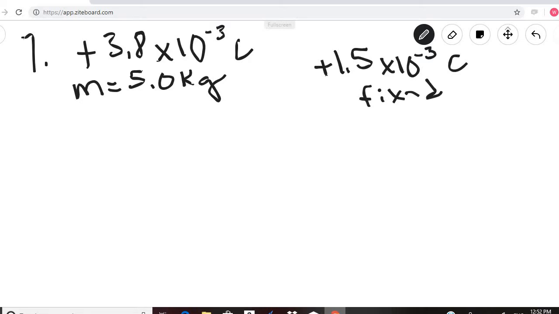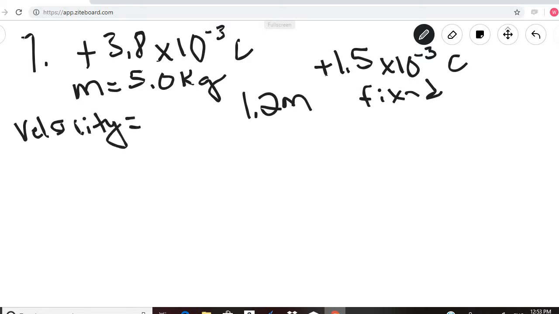Okay, so this is the fixed charge. This is the one that is free to move. And they're going to start out 1.2 meters away. And it's going to start with an initial velocity. So the velocity is going to be equal to 245 meters per second.